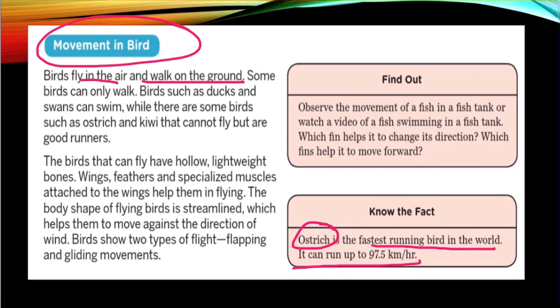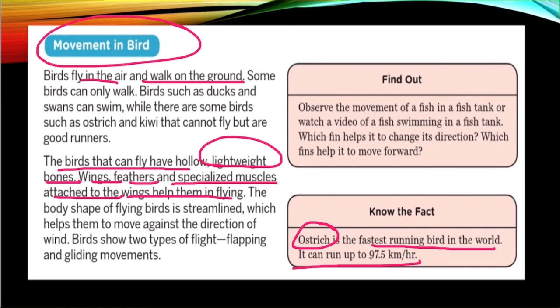So here we will study what special characteristics a bird should have for flying. Now, let us look at the characteristics. The birds that can fly have hollow, lightweight bones. The bone weight should be light, and thereby they can easily carry their body and fly in the sky. But if I talk about ostrich and kiwi, the body weight is very high, and that is why they cannot make their body fly in the sky. The wings, feathers and specialized muscles attached to the wings help them in flying.